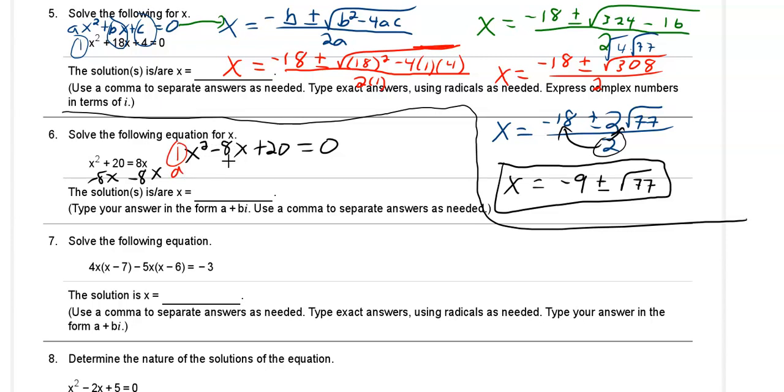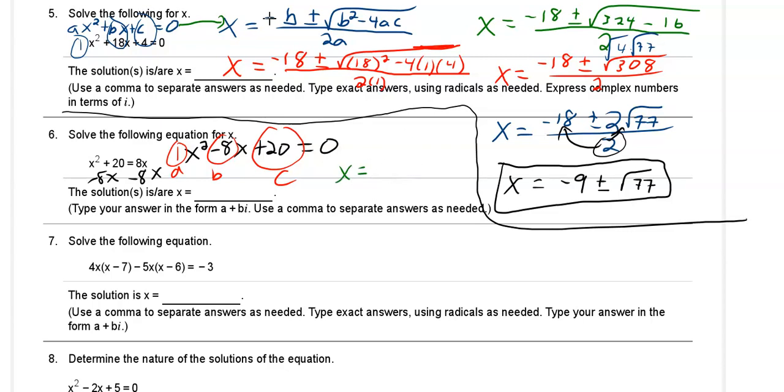A is equal to 1, b is negative 8, c is 20. I'm going to plug it into this formula. I won't bother rewriting the formula down here because it's still on the screen. I'm just going to go ahead and plug the numbers into that formula. So let's see if I can manage to squeeze that work right in here.